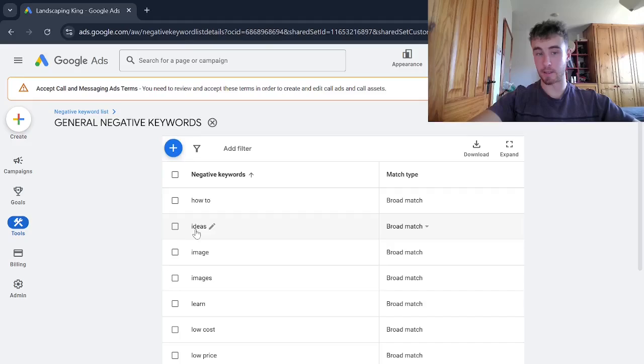So anything that includes ideas or how to, for example, as phrase match would also behave in the exact same way, except for any negatives here that actually have two words. For example, if for any reason the search term was to and how in the opposite order, then your ad actually could appear, because with phrase match negatives, your ad won't appear for any searches that include those words in that exact order.